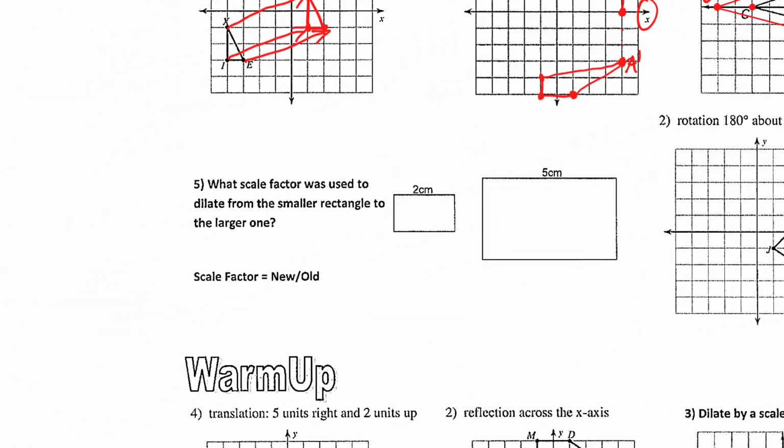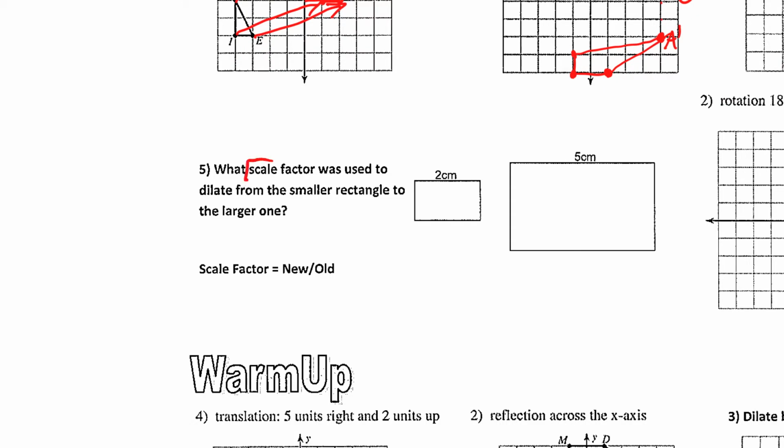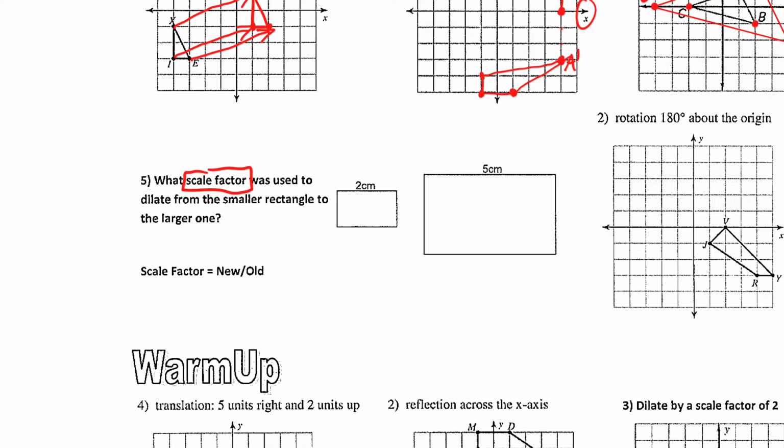All right, next one. So we want to know the scale factor. What is the scale factor? So the scale factor is the number you multiply to get the new one. So to go from here to here, I'm thinking, all right, 2 times some number gives me 5. 2 times what is 5? 2 times 2 is 4, so that's not it. 2 times 3 is 6. So 2 times what gives me 5?